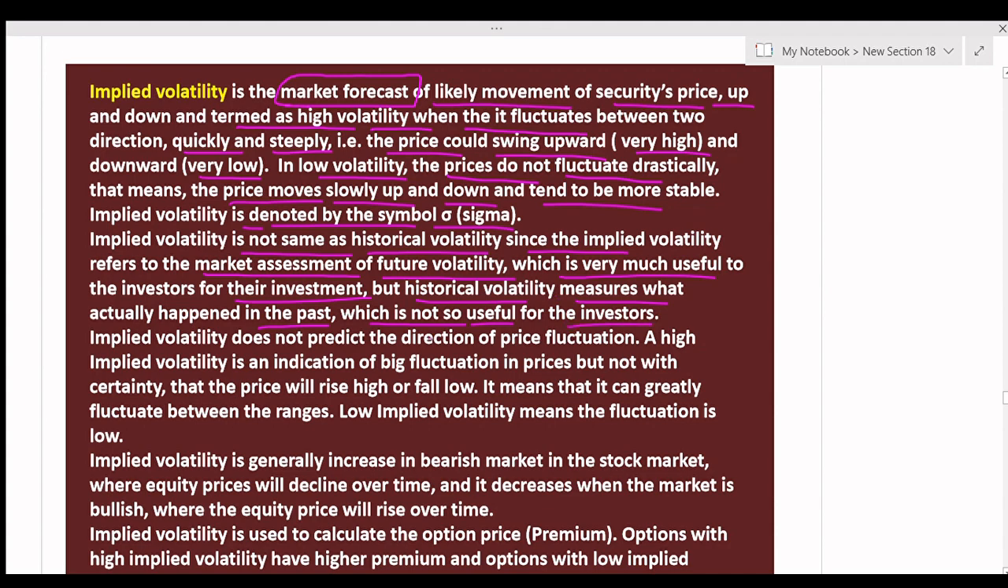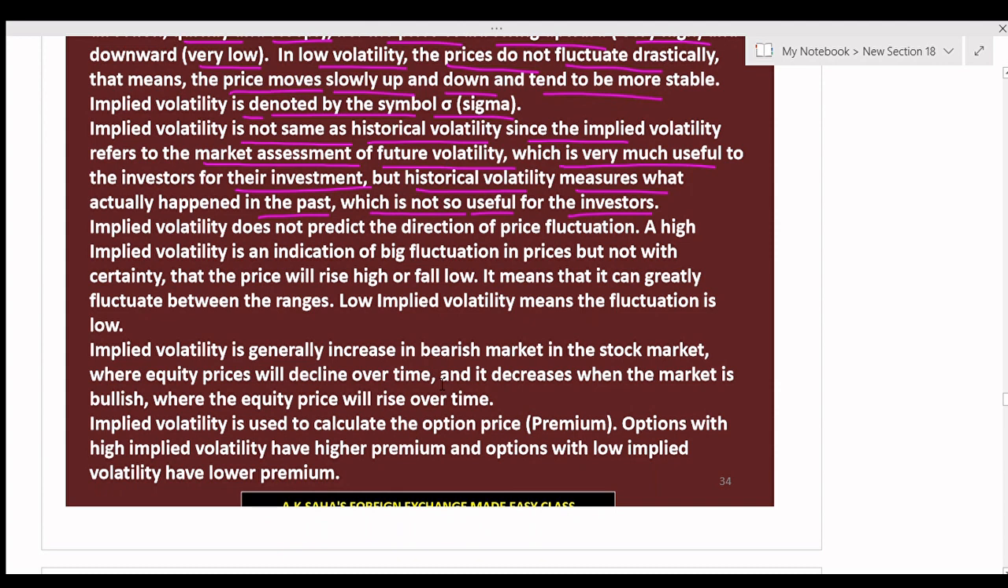Implied volatility does not predict the direction of price fluctuation. A high implied volatility is an indication of big fluctuation in prices, but not with certainty that the price will rise high or fall low. It means that it can greatly fluctuate between the ranges. Low implied volatility means the fluctuation is low.